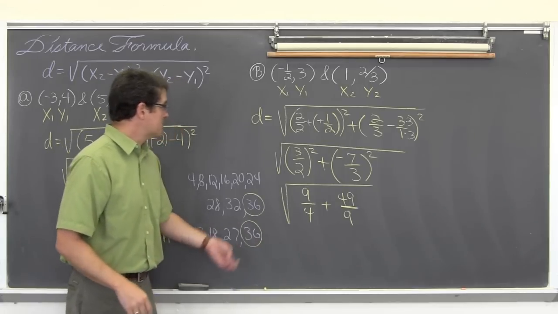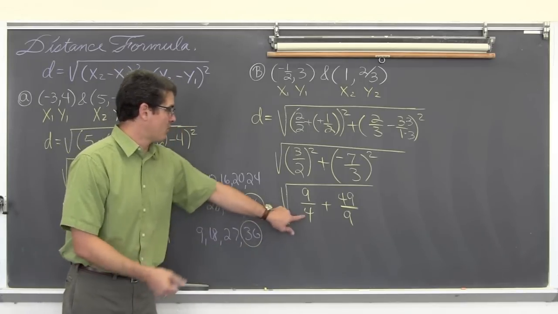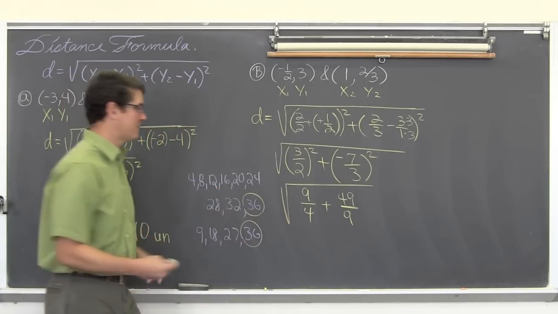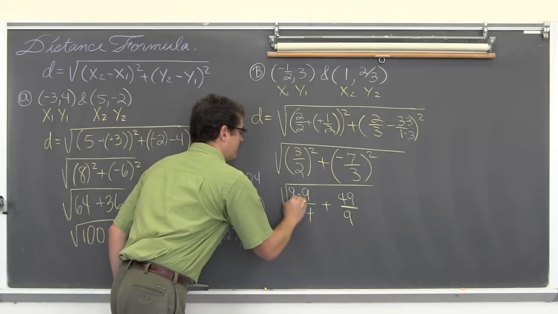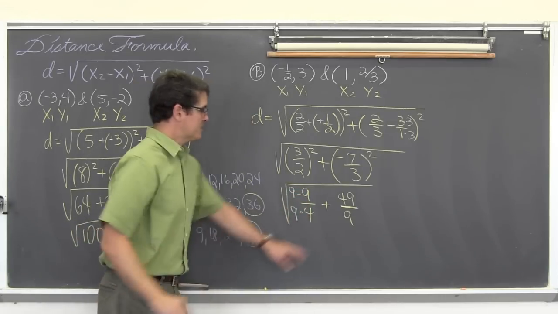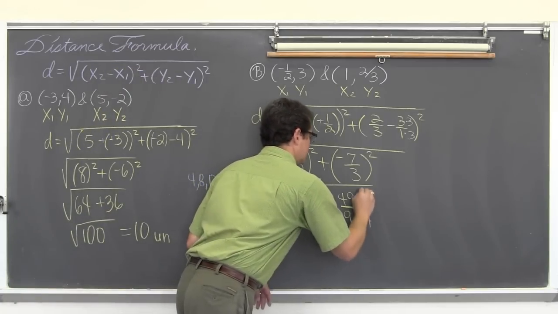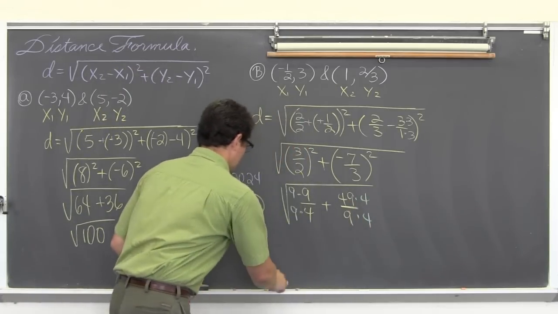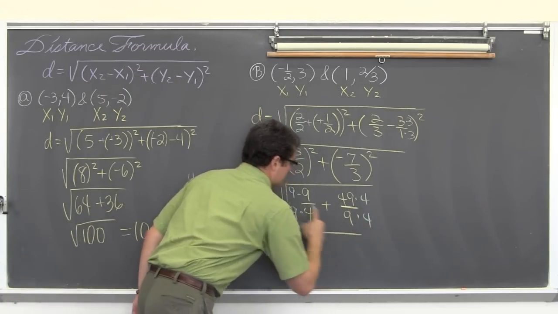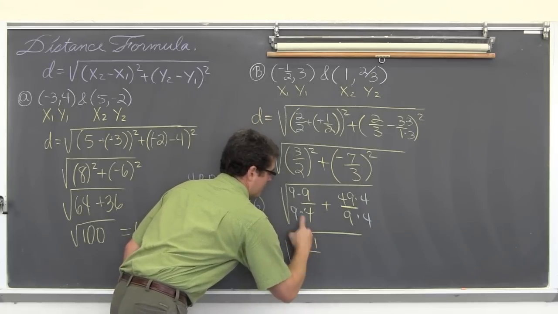So how are we going to make a 4 into a 36? We're going to multiply it by 9. How are we going to turn a 9 into a 36? We're going to multiply it by 4. And that gives us the square root of 9 times 9, which is 81, over 36.